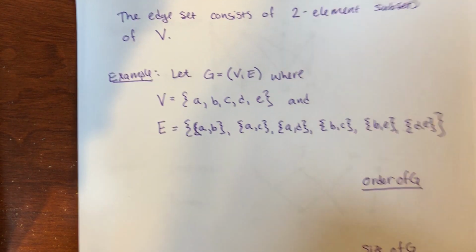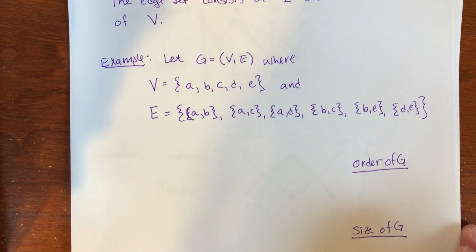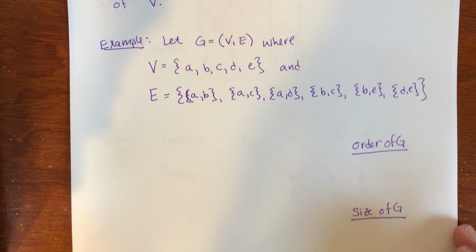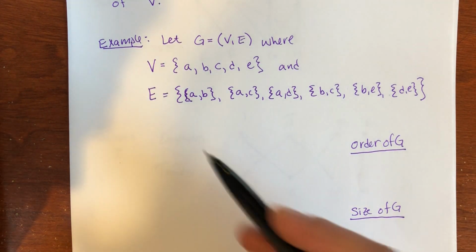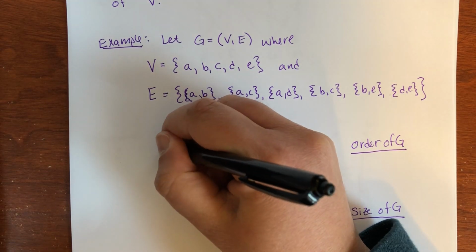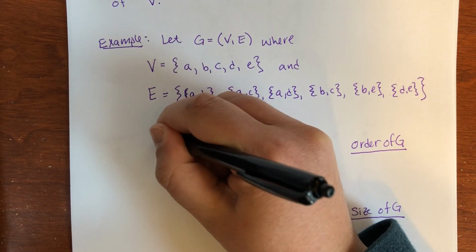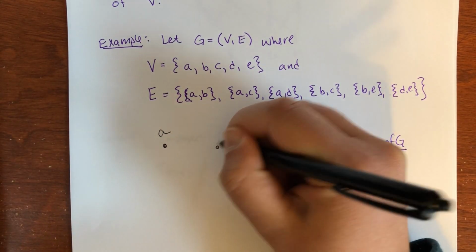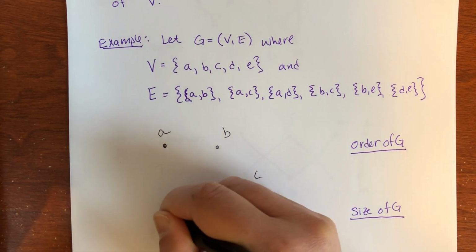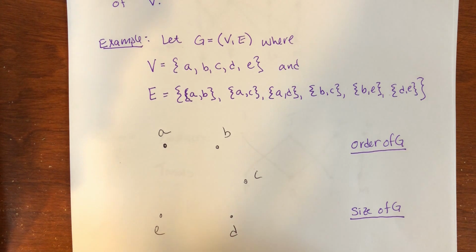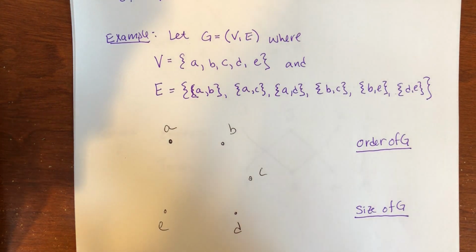Now, this is the way that we define a graph, but the way that we think about a graph most often is using a diagram. The vertex set is really just going to be points, dots. So we've got point A, point B, C, D, and E. I drew them in a circle like this, but it really does not matter how you draw them. You can draw them however you like.